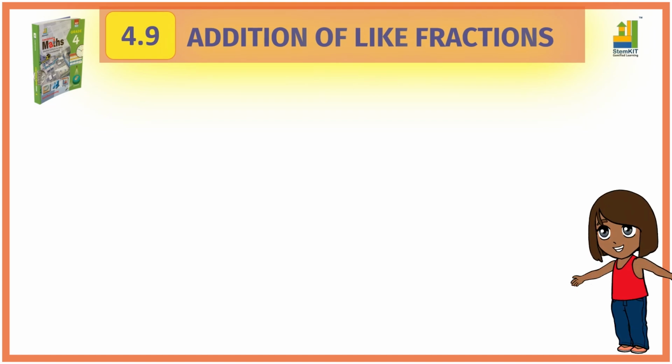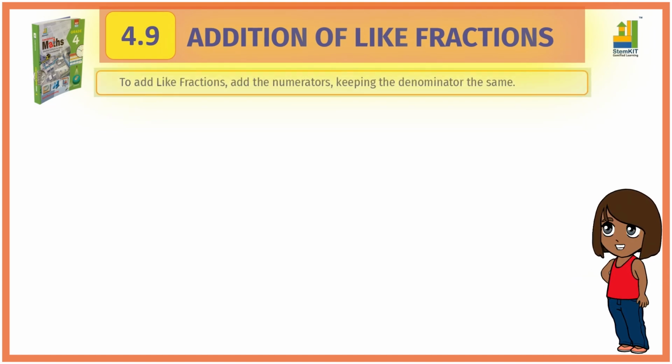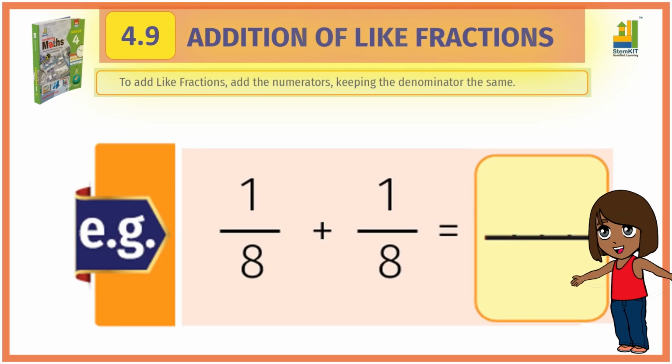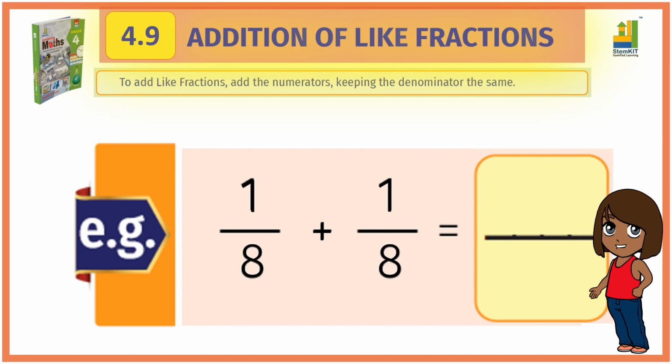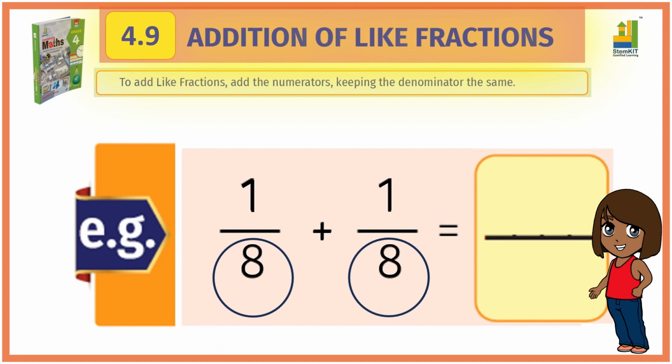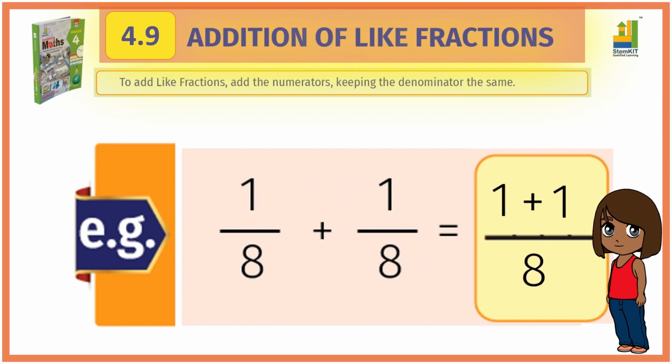To add like fractions, add the numerators, keeping the denominators the same. Let us take a question. 1 by 8 plus 1 by 8. Remember, fractions are like fractions only when the denominators of fractions are the same. Add the numerators keeping the denominator the same. We get 2 by 8.